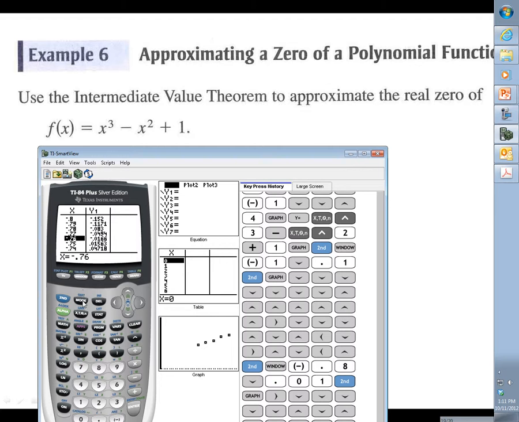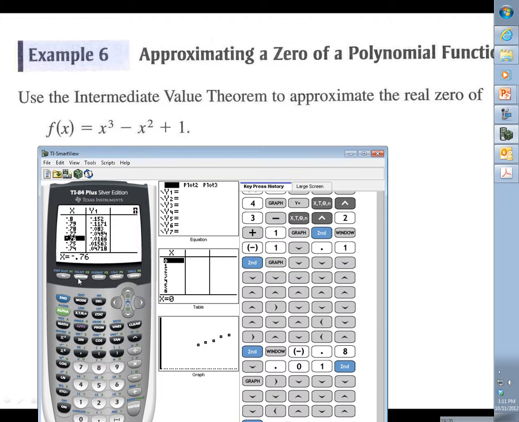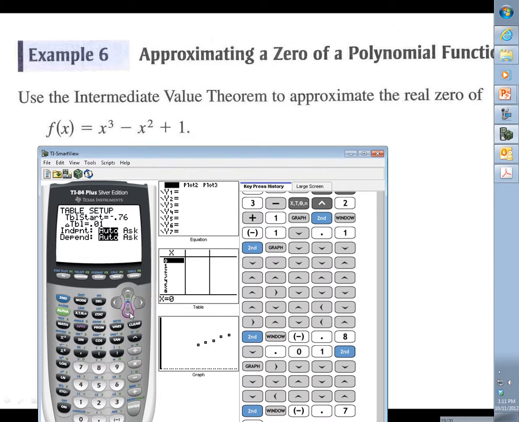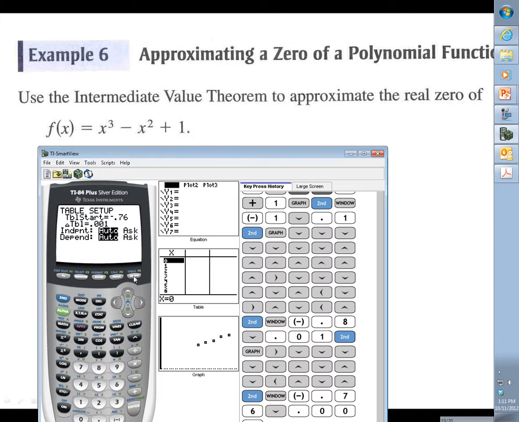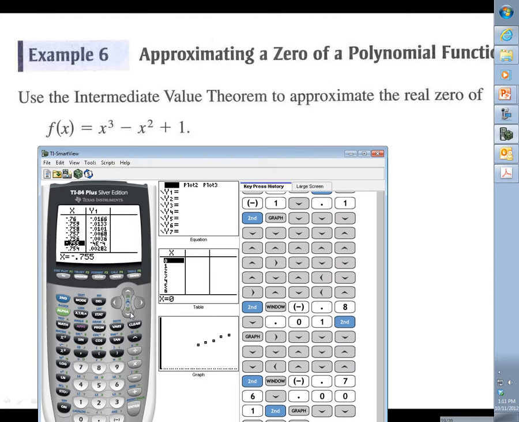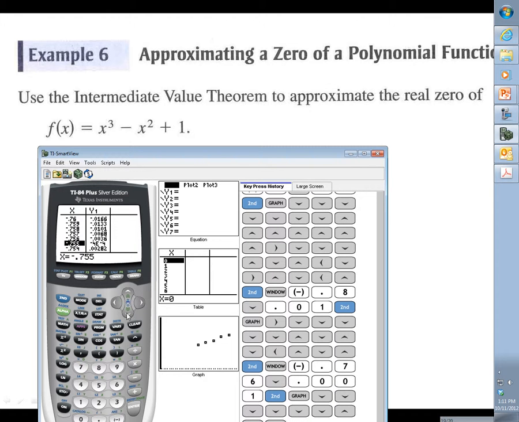We could get even more exact if we wanted to. We could come back in here and say, let's start at -0.76 and count by thousandths. But to be honest, hundredths is probably the most accurate that you're going to need. So now we know that the answer is between -0.755 and -0.754. Okay, so that's what the intermediate value theorem is asking you to do.